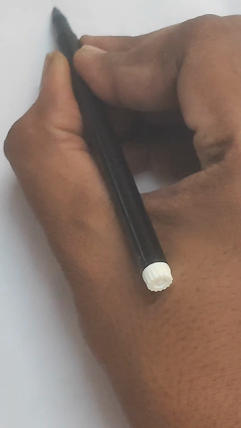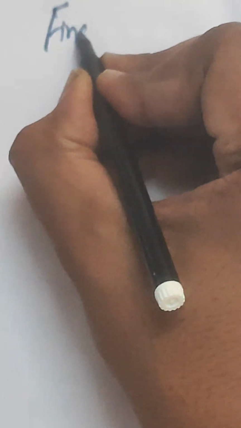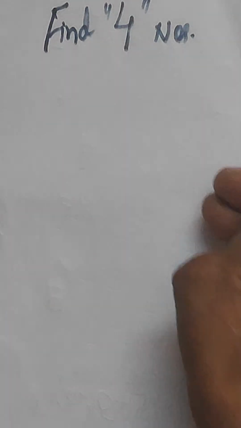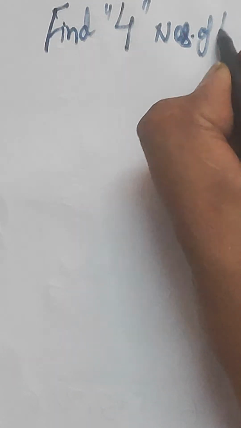Today we will be taking some questions from arithmetic progression. The question is very simple. We need to find four numbers of an AP, four numbers of arithmetic progression, that we need to find.